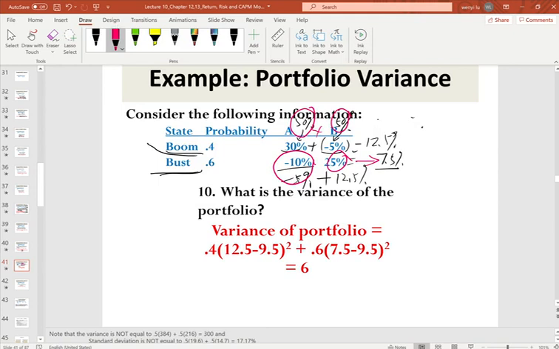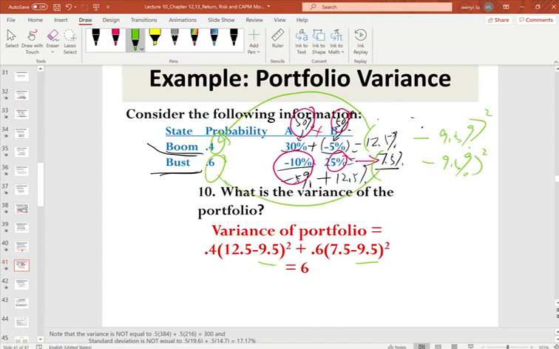Now we can move to solve the variance of the portfolio. Use the return for each state minus the expected return we solved in the last question, minus 9.5, then take the square. Then the squared difference is multiplied by the probability of each state. Then we do the summation, which will be the variance.